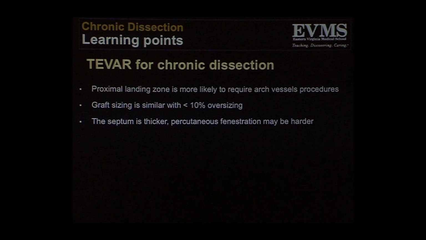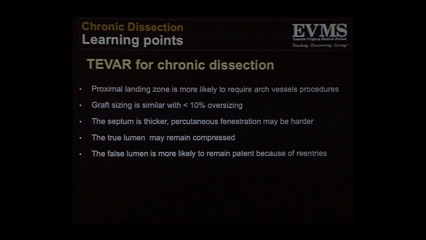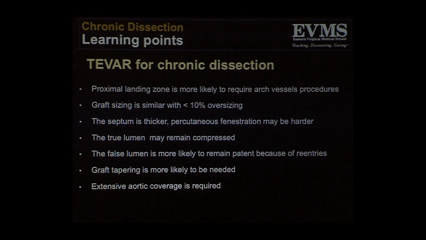The septum tends to be thicker, so the percutaneous fenestration may be harder to do. The true lumen may remain compressed, and I think you're much more likely to use tapered graft as well. The false lumen is more likely to remain patent because the re-entries have been well established and are more chronic. Graft tapering, more likely to be needed.